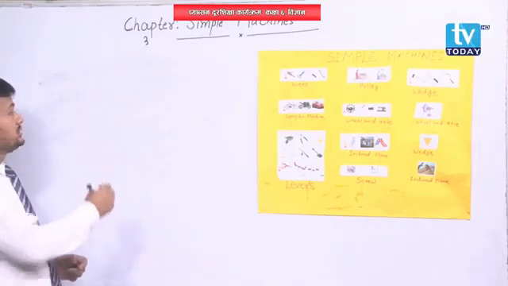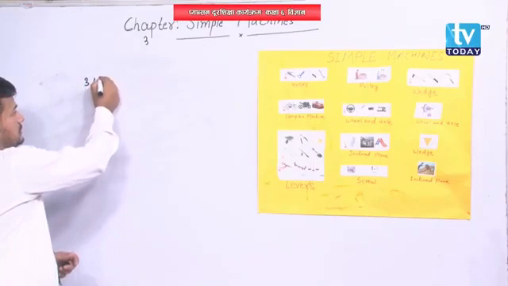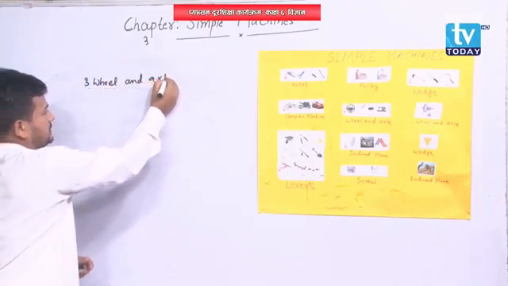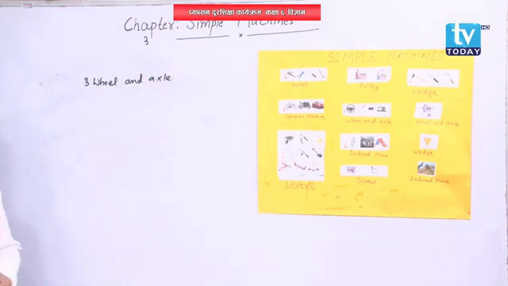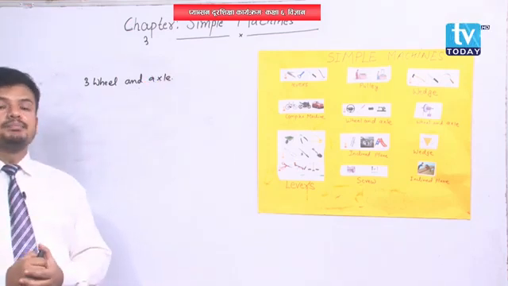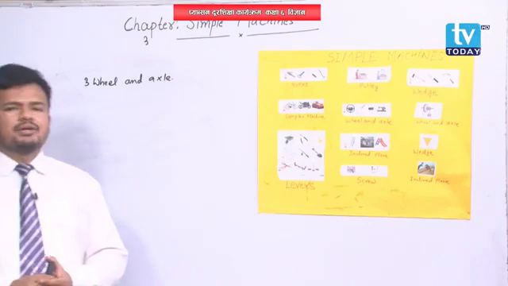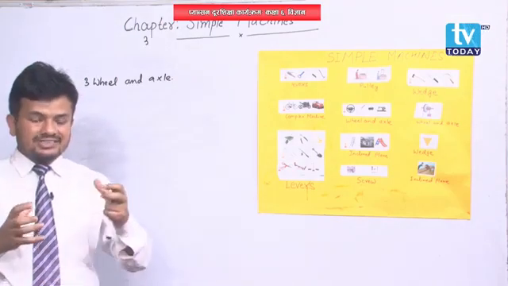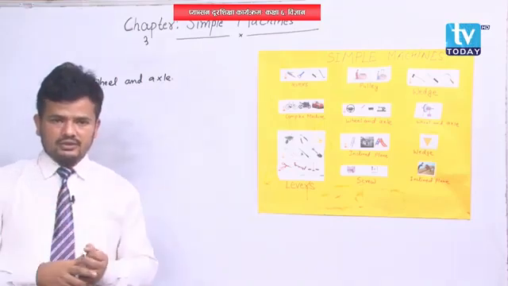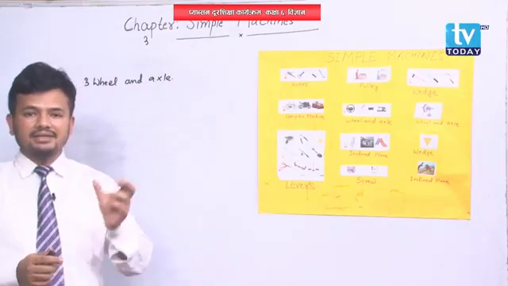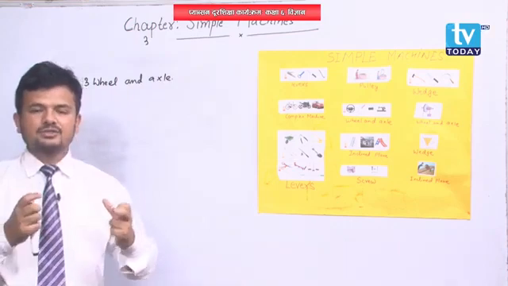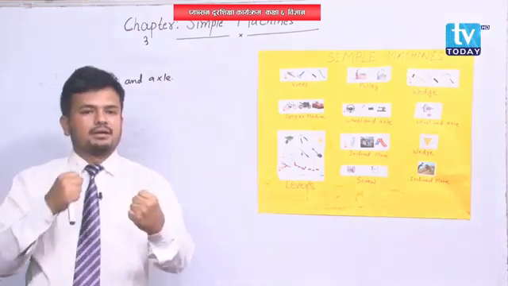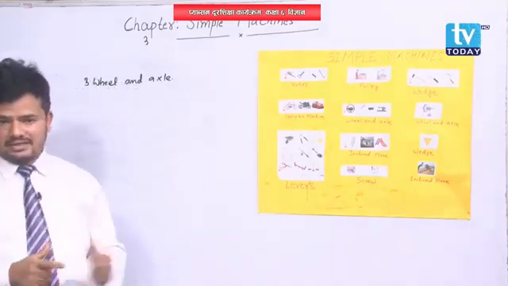Third, we are going to discuss now wheel and axle. Wheel and axle is also a simple machine. One example of wheel and axle is the rotating fan, or the string roller. You know string roller? You use it to fly the kite. Yes, string roller. That is also wheel and axle. The steering wheel of a car is also one example of wheel and axle.